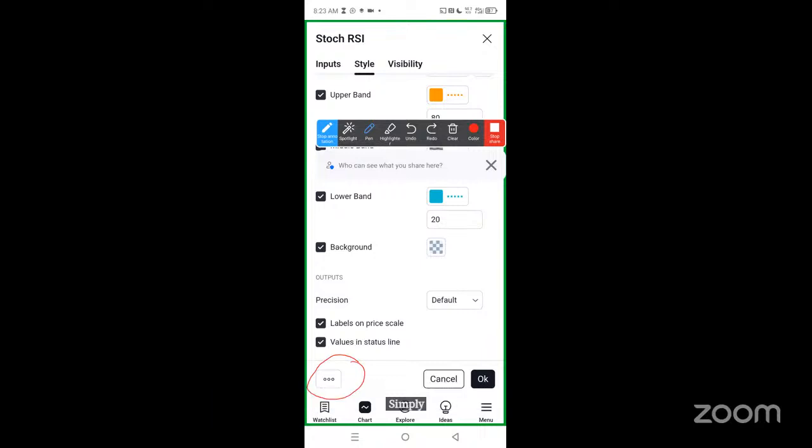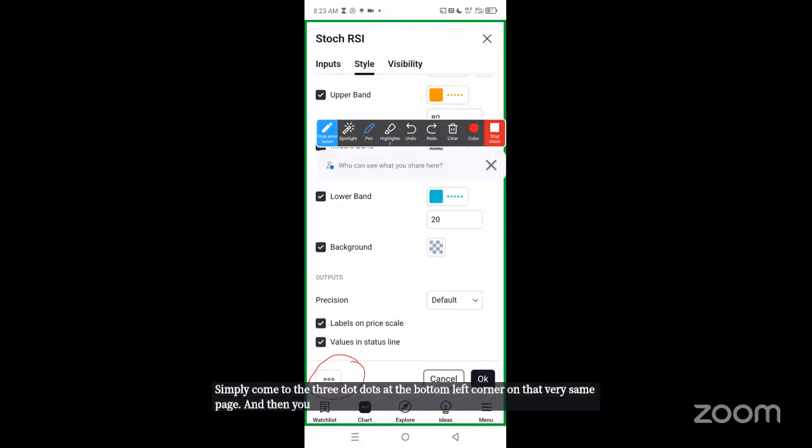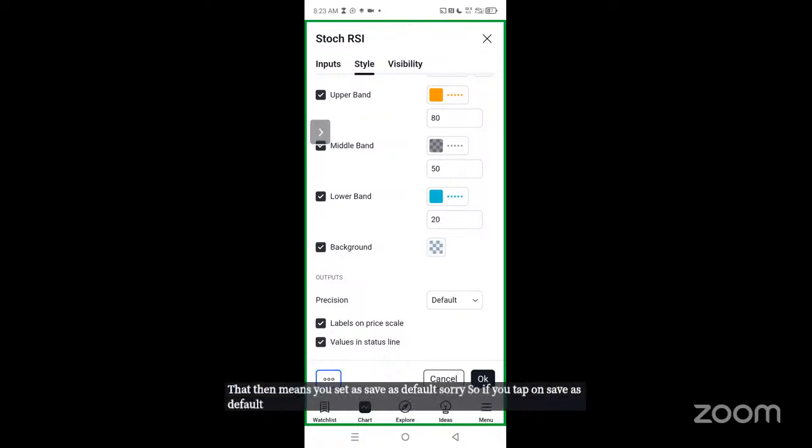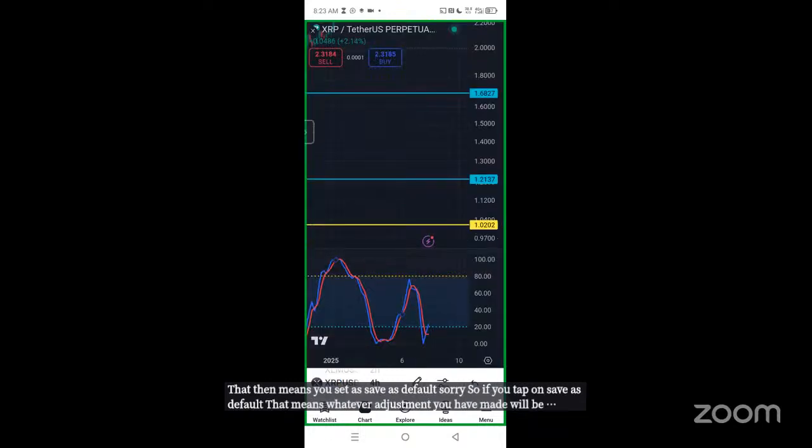Then after doing those adjustments, for you to retain those settings you've made, simply come to the three dots at the bottom left corner on that very same page. Then you tap on it and set it as default. That means save as default, sorry. So if you tap on save as default, whatever adjustment you've made will be captured and recorded. So when you go back to the chart, that is how the chart will look.